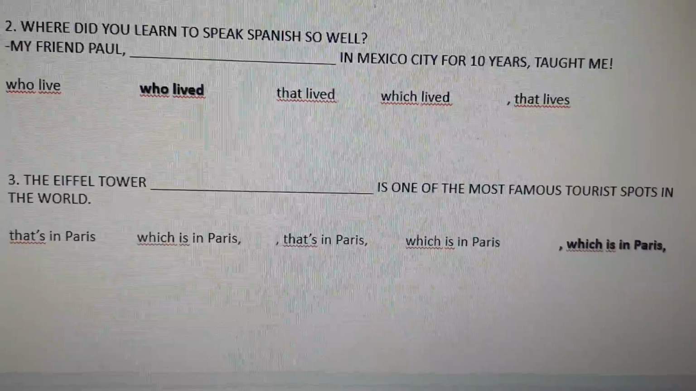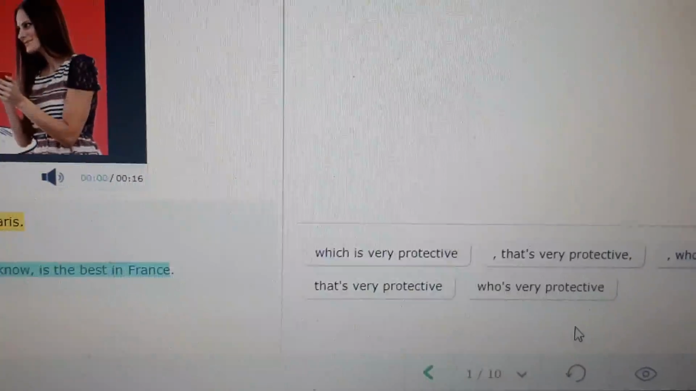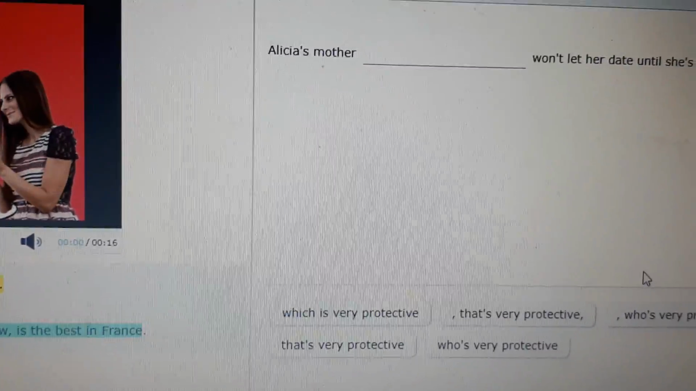So, on this lesson, you need to identify, okay, where is the comma. We already made some of these exercises, so please study them, okay?